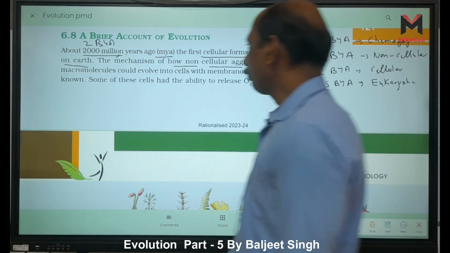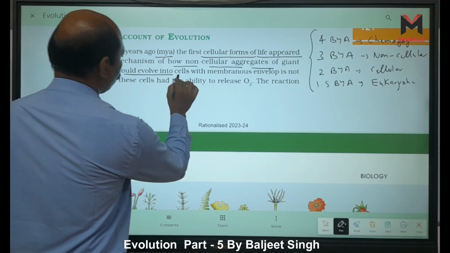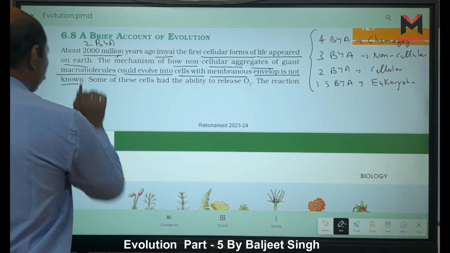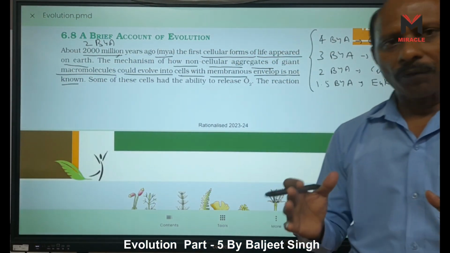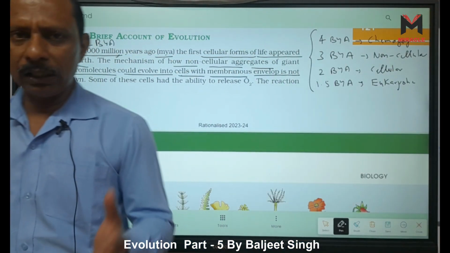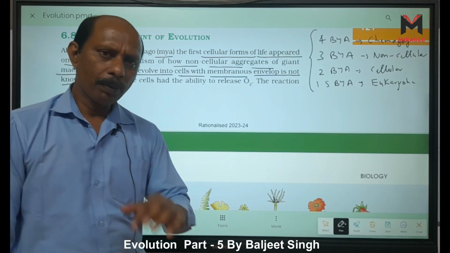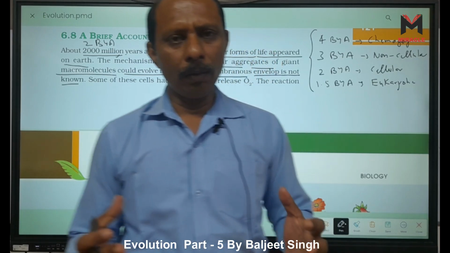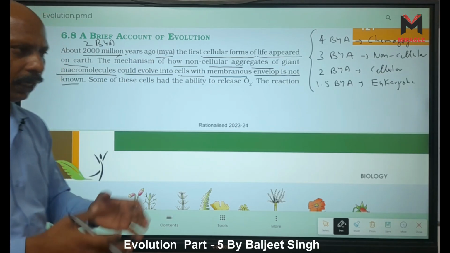Okay, what is the mechanism of how non-cellular aggregates of giant macromolecules could evolve into a cell within a membranous envelope? It is not known, but already in the previous lecture I told you how, after chemogeny, what happens? First the atomic stage, then they form inorganic or organic substances. Simple molecules are formed. Now, simple organic molecules form complex organic molecules like sugars, proteins, carbohydrates, or nucleic acids. Then after what happens?